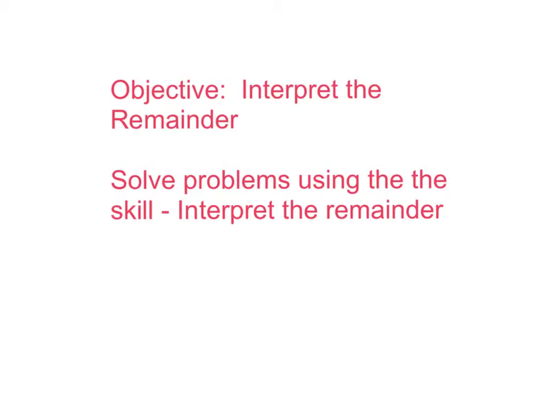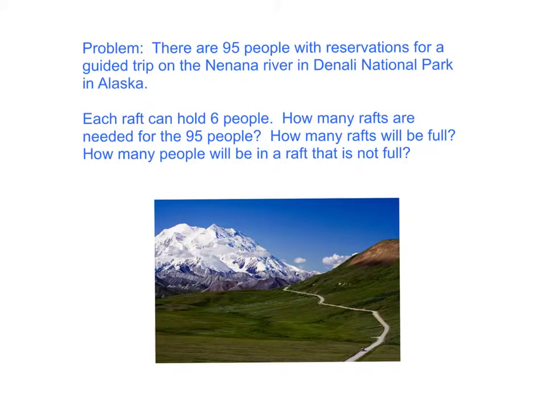Today's objective is solving problems using the skill interpret the remainder. So let's look at the following problem. I'll read it to you. There are 95 people with reservations for a guided trip on the Nenana River in Denali National Park in Alaska.